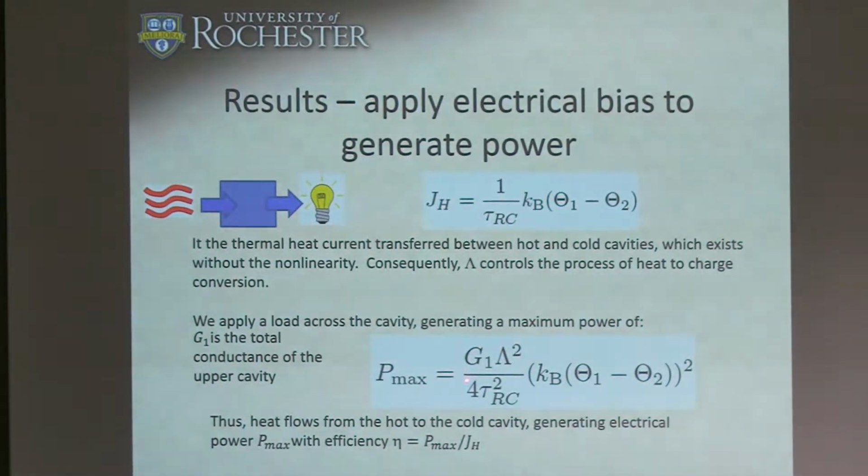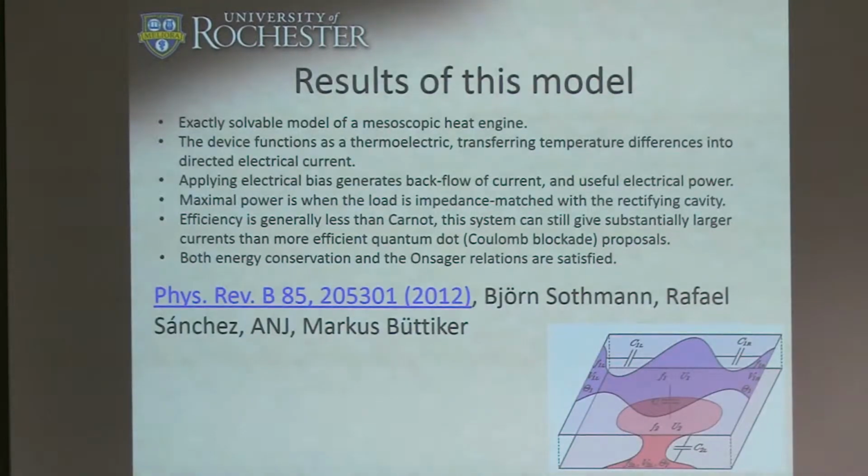Okay, and so we can calculate the power, which turns out to involve the square of this nonlinear parameter and the square of the temperature difference. And so this is the maximum power you can then generate. What you need to do is put this into a circuit, and you have some resistor that the current is driving against, and you get maximum power when you impedance match, when the resistance of the circuit is matched to the impedance of the load. And so you get this result. Okay. All right, so what are the results of this model then?